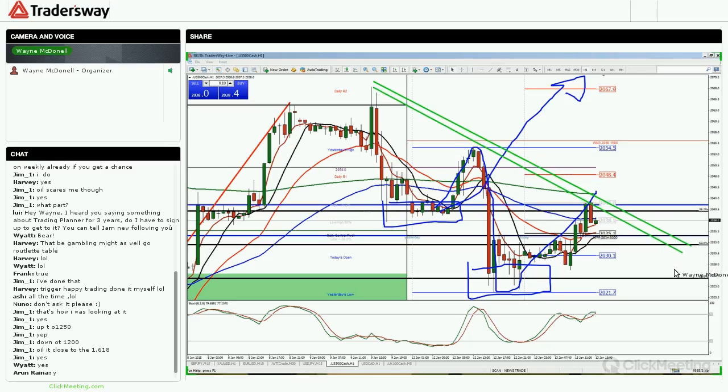So, technically wouldn't be bullish. Okay, if you're a bull, you bought down here, and now you're on your hands and knees praying. What I'd like to see as a bull would be this.